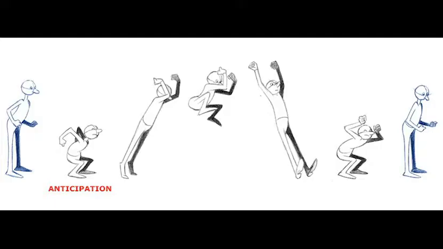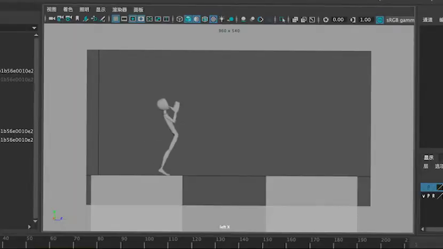The next principle is anticipation. Anticipation is an action before the main action, where it helps the character and audience to prepare for an action. In here, anticipation can be embodied when the character raises his hands and squats to accumulate energy before he jumps.